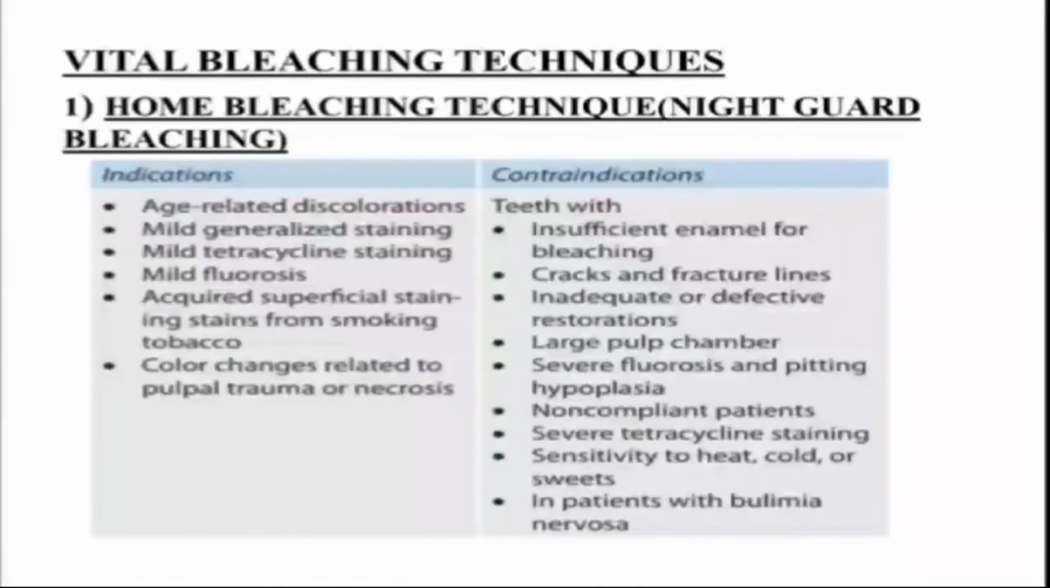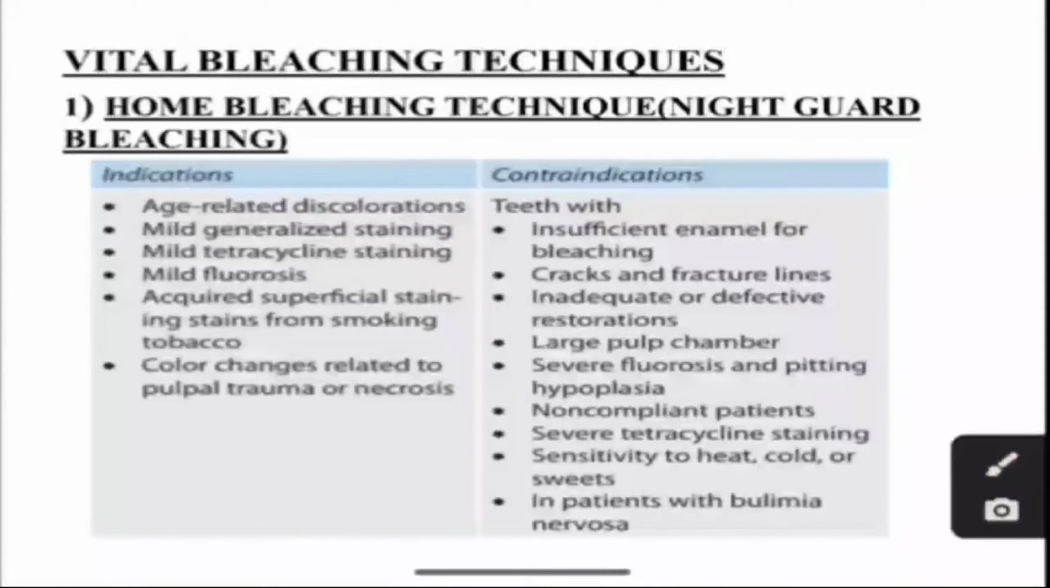Next one is vital bleaching technique. Under that, first one is home bleaching technique or night guard bleaching. For the indications and contraindications, you can note one or two. In case of indication: age related discoloration, mild generalized staining, mild tetracycline staining, mild fluorosis. In case of contraindication, it cannot be used in insufficient enamel for bleaching, if there are any cracks or fracture lines, in case of large pulp chambers, severe tetracycline staining and also sensitivity to heat, cold or sweets.